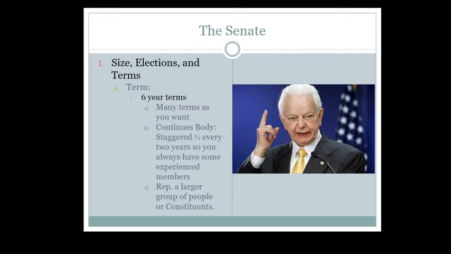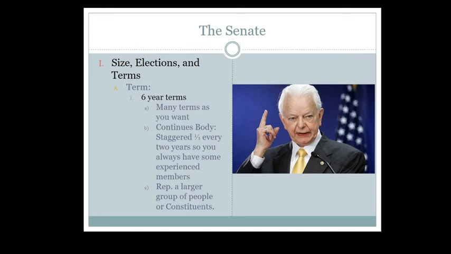They're a continuous body, meaning they're staggered so that every third of them is re-elected every 2 years. So a third of the Senate, we should say, is up for re-election at the same time the House is. Does that make sense? So next year, in November 2022, we'll be electing the House of Representatives and 1/3 of the Senate.